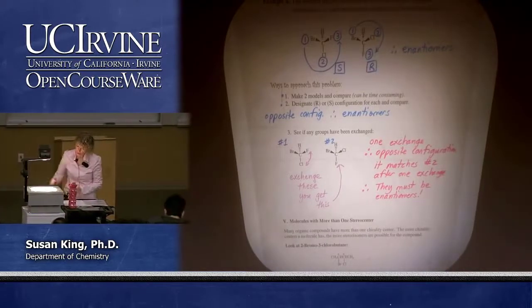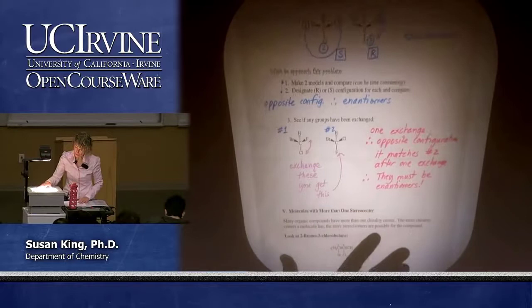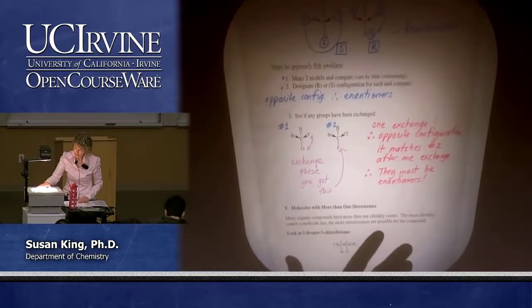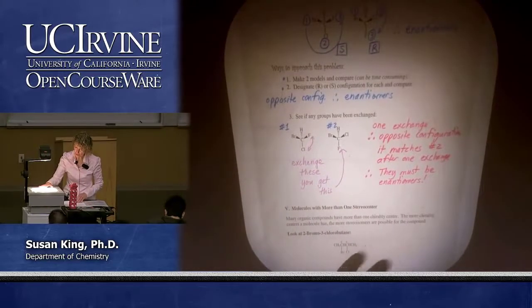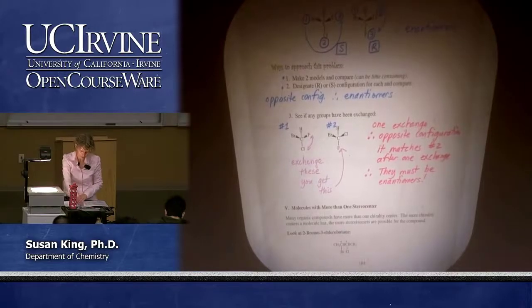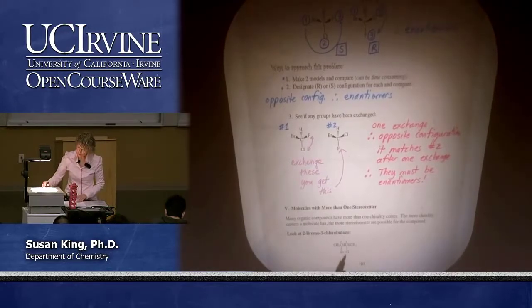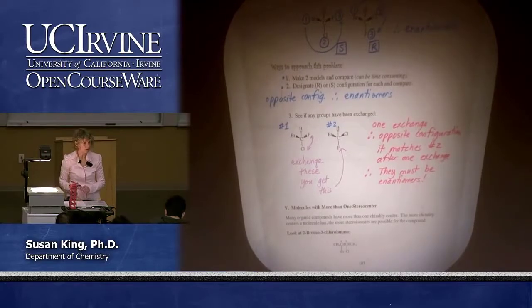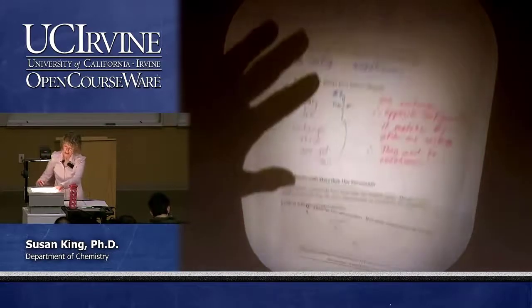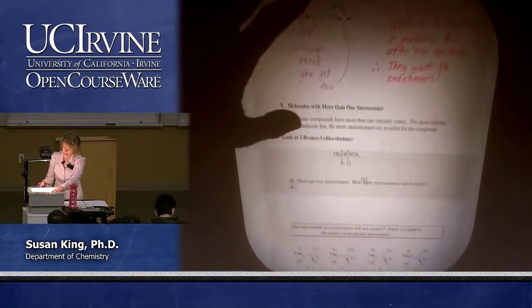All right, let's talk about molecules with more than one stereocenter. Many organic compounds have more than one chirality center. The more chirality centers a molecule has, the more stereoisomers are possible. So let's look at 2-bromo-3-chlorobutane, and I have 2 asterisks here because I have 2 stereocenters. On the next page, there are 2 stereocenters. How many stereoisomers can we draw?